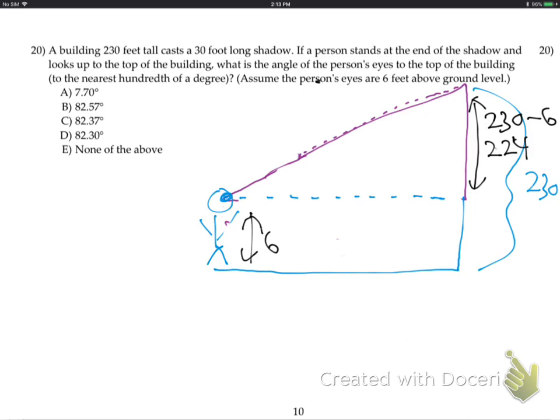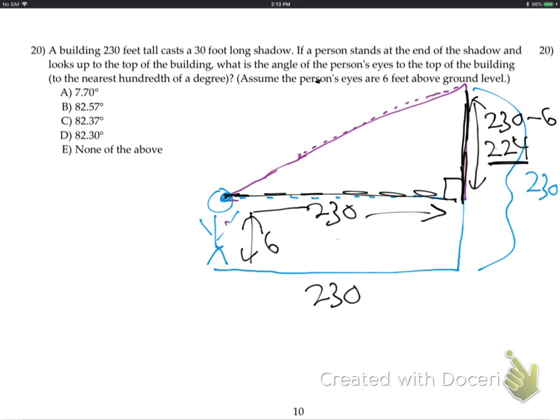Does that make sense? Is that confusing? Person standing at the end of the shadow, their eyes look up to the top of the building. The building's 230 top to bottom, but from their eye level up, that's the triangle we want. Eye level up, it's 224. Right? That's the triangle. This is 230 down here, but this is also 230 here. Sorry, 30, which looks bigger than the 230 the way I've drawn it. Anyway, my drawing leaves a lot to be desired, but I hope it's making sense.